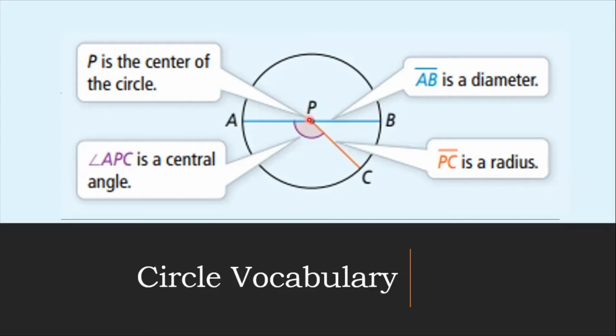We also have what is called a radius. A radius is a line from the center of the circle to any point on the outside of the circle. And since every point is equidistant from the center, every radius on a circle will be equal to each other.